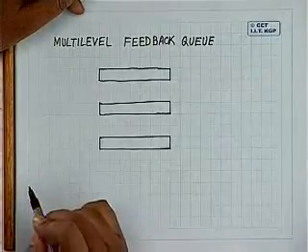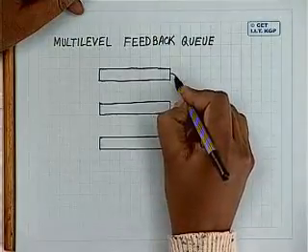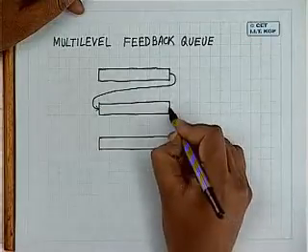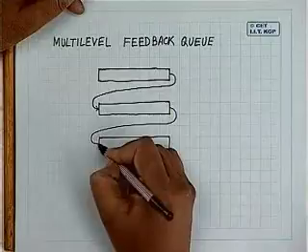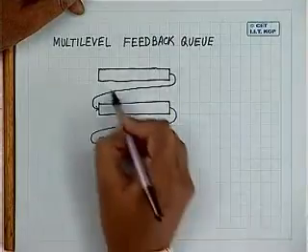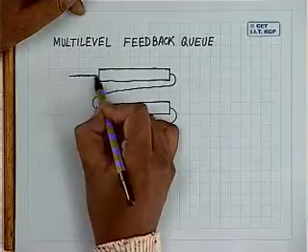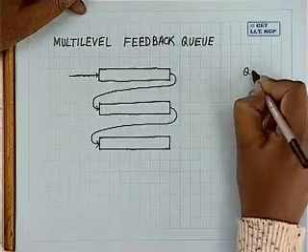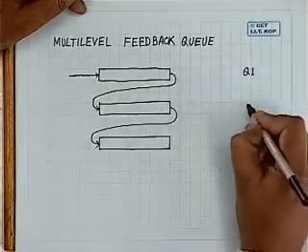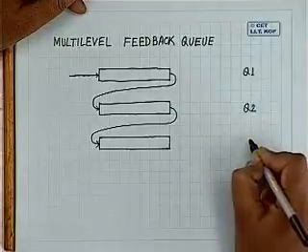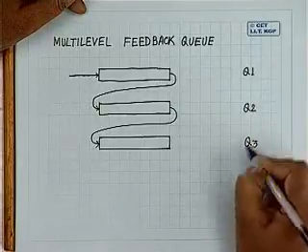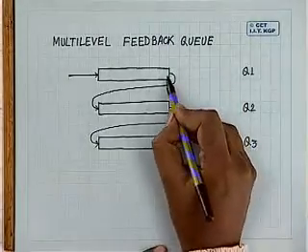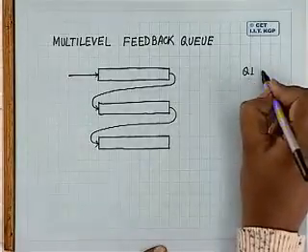Like this, but now with the provision that I can move the job from one queue to another queue. Whenever a job enters the system for the first time, the job is always put in queue number 1. So this is Q1. This is Q2. This is Q3. As before, I will set time quanta for Q number 1 to be 2 milliseconds.